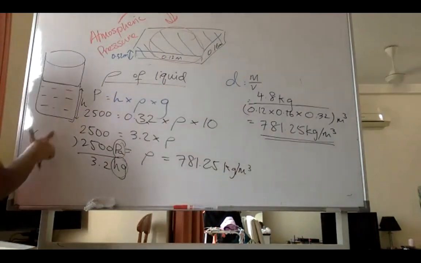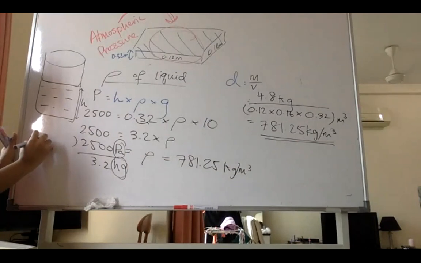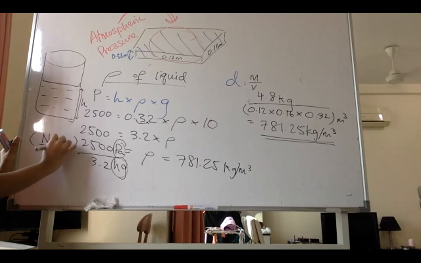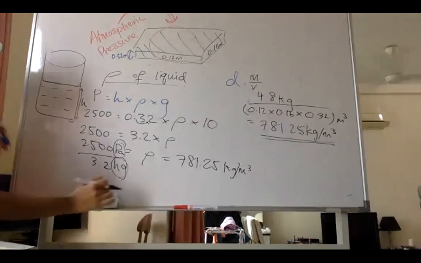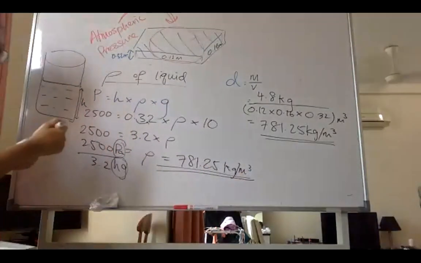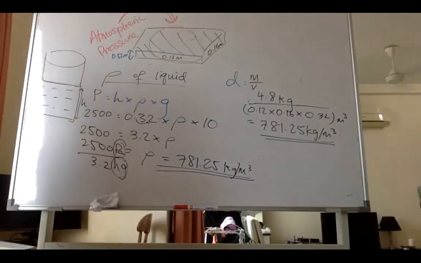Pressure is force over area. Force is my weight, in Newton, over meter square. Okay, you get the same answer. So this is another method to find the density of the liquid.